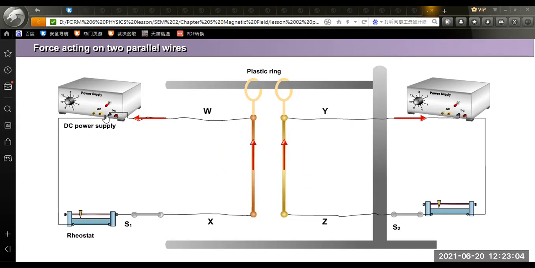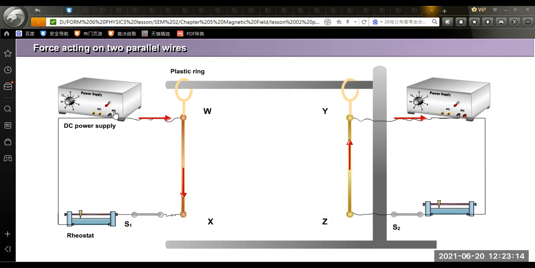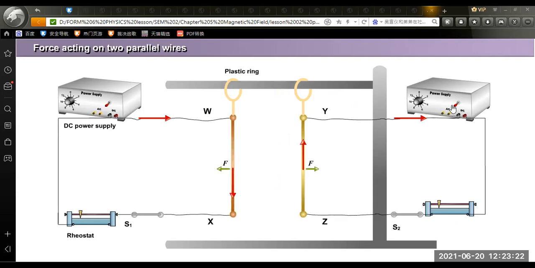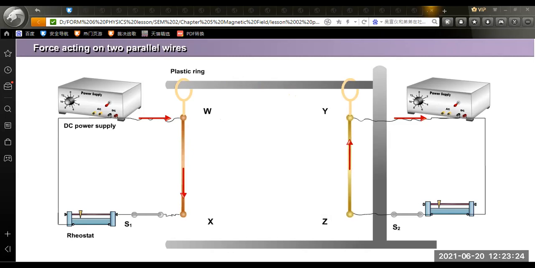So as a conclusion, we can say that if they are in the same direction, they will attract each other. Opposite direction, they repel each other. Same direction, attract. Opposite direction, repel each other.